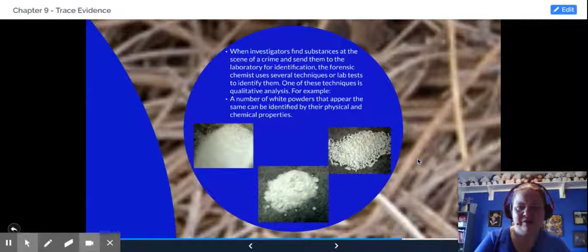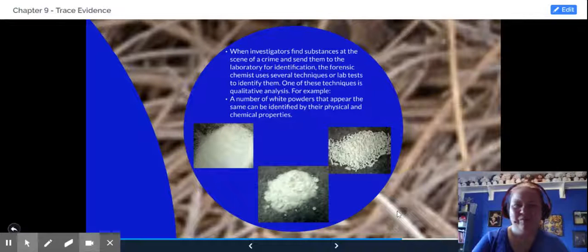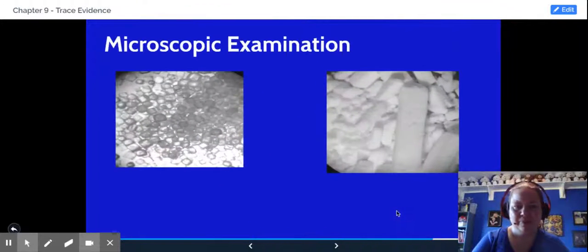Also, sometimes when investigators find substances at the crime scene, they'll need to use different techniques to figure out how to identify the substance. Qualitative analysis is one of them. If you find white powder, lots of white powder substances actually look alike, so you have to run qualitative analysis on them, okay?